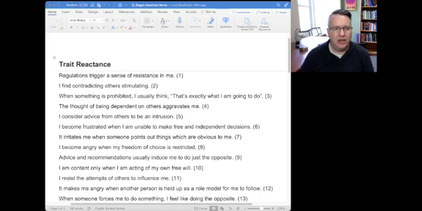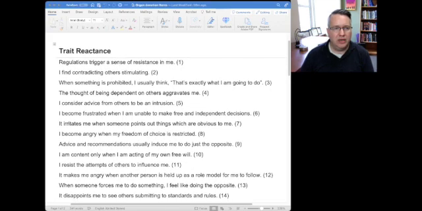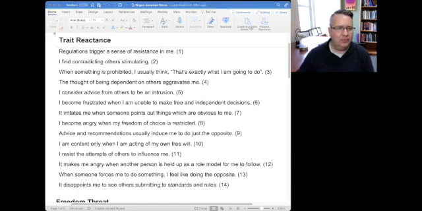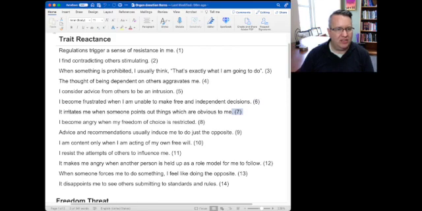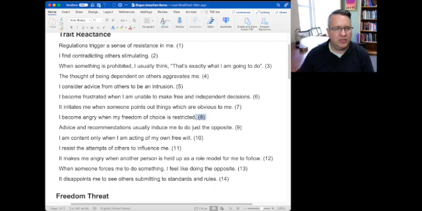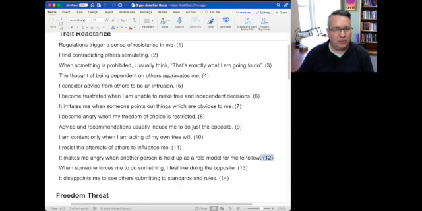And so the items in it are: 1, regulations trigger a sense of resistance in me; 2, I find contradicting others stimulating; 3, when something is prohibited, I usually think, that's exactly what I'm going to do; the thought of being dependent on others aggravates me; I consider advice from others to be an intrusion; I become frustrated when I'm unable to make free and independent decisions; it irritates me when someone points out things which are obvious to me; I become angry when my freedom of choice is restricted; advice and recommendations usually induce me to do just the opposite; I am content only when I'm acting of my own free will; I resist the attempts of others to influence me; it makes me angry when another person is held up as a role model for me to follow; when someone forces me to do something, I feel like doing the opposite; and it disappoints me to see others submitting to standards and rules.